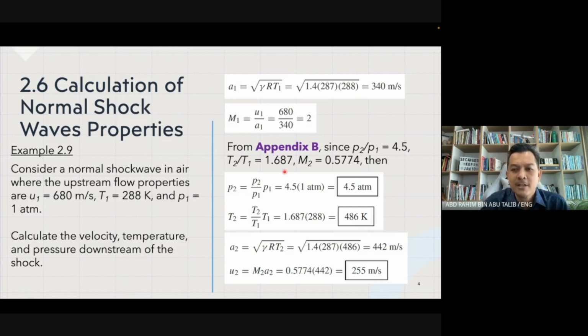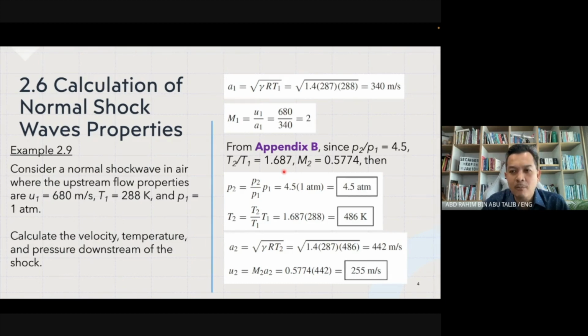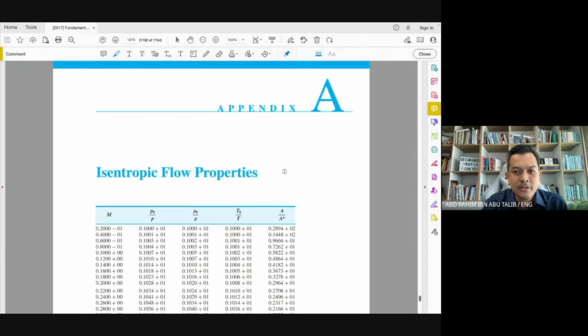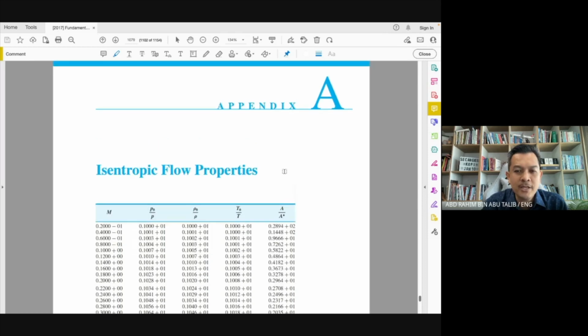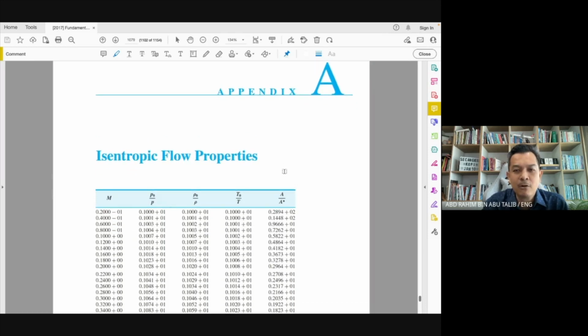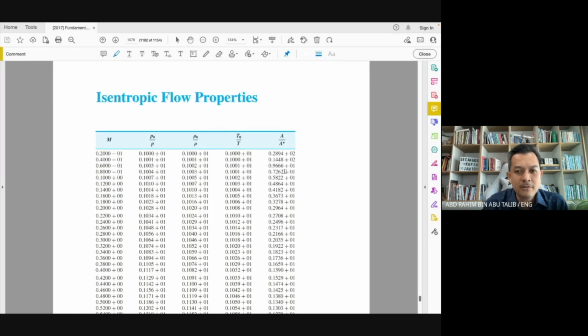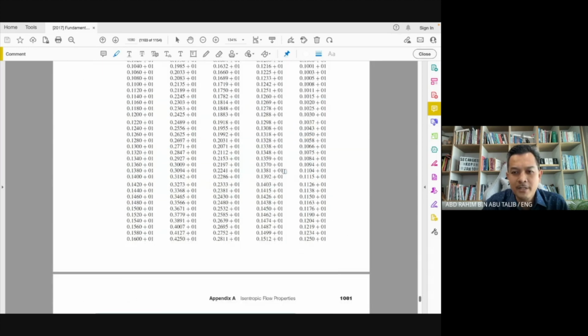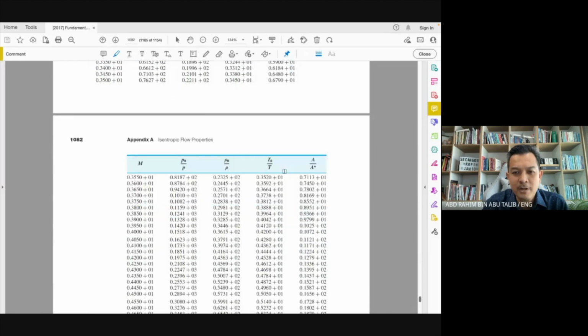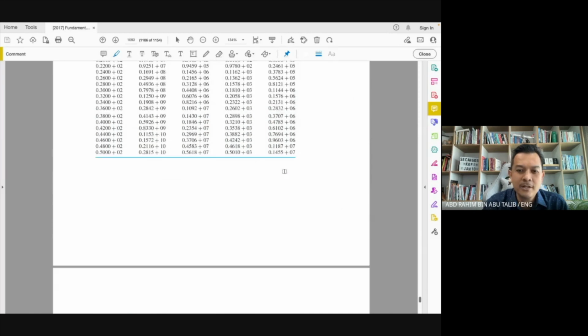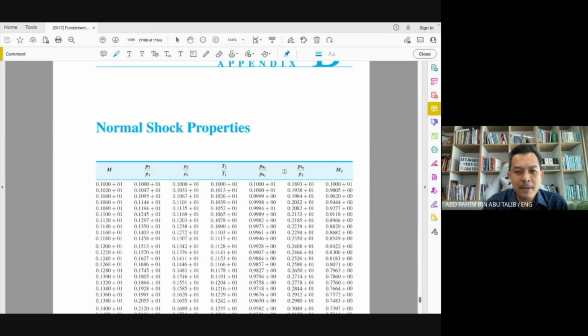And let us just try to swap to Appendix B for a moment. Okay, so now I'm showing Appendix A from the textbook. Okay, so I hope it is there. If it is not there, do let me know. All right, I'm scrolling down to show Appendix B.